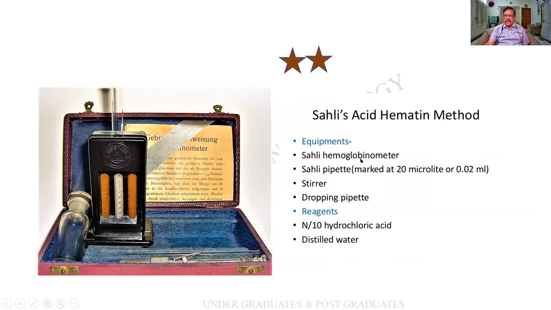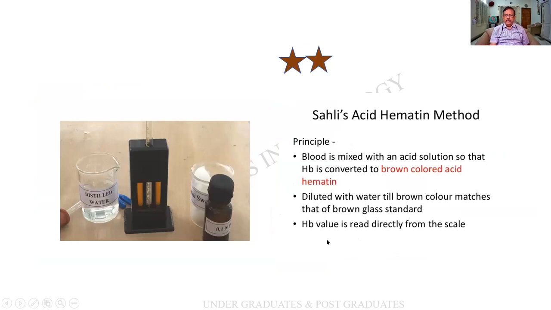So the equipment is a Sahli's haemoglobinometer. You have a Sahli's pipette. A stirrer will be there generally, and after removing the stirrer, we should take the reading. And there will be a pipette for dropping, N/10 HCl, and distilled water for dilution. So you find that the hemoglobin is converted to acid hematine, which is brown in color, and it is matched with the comparators. It is diluted till it matches.